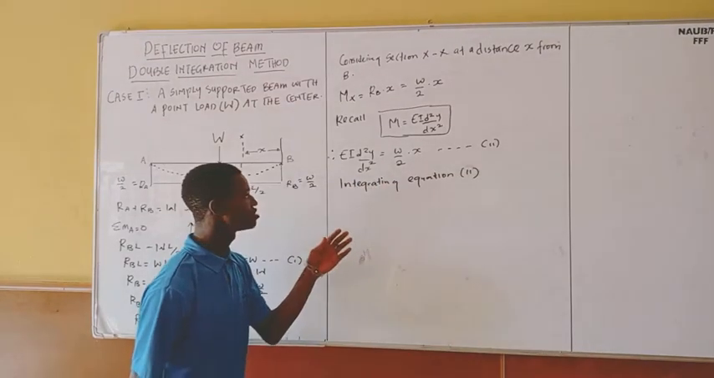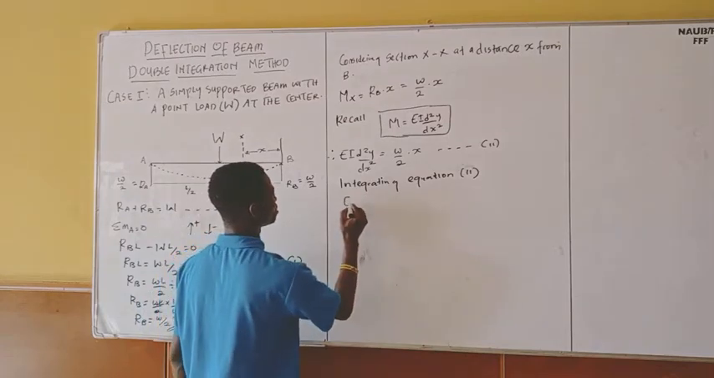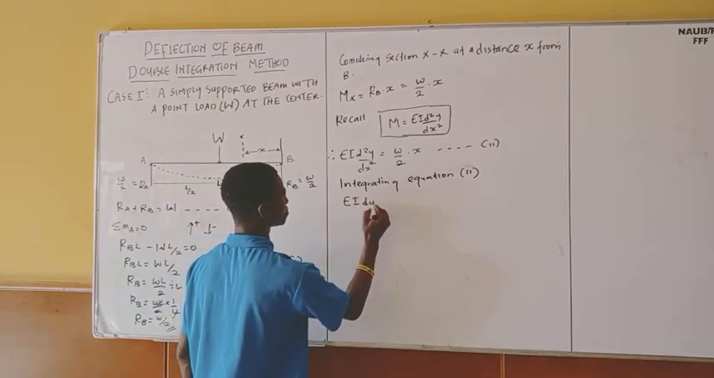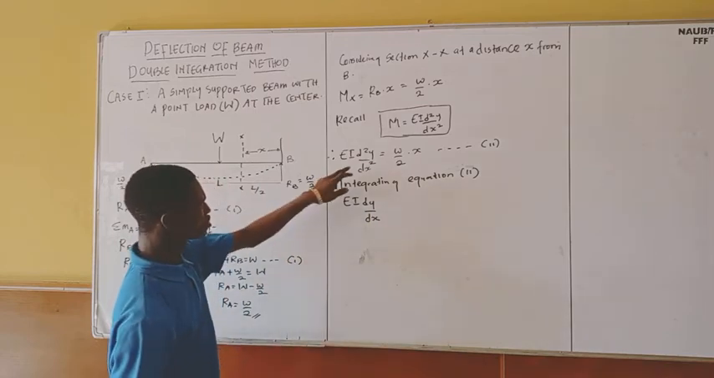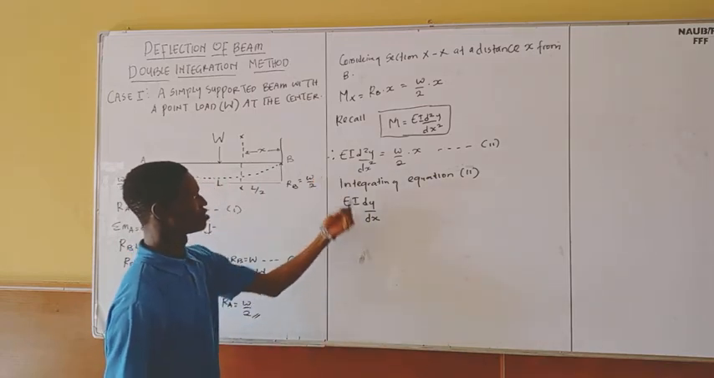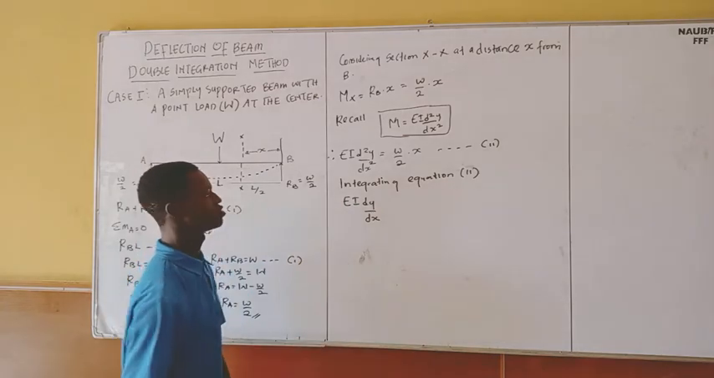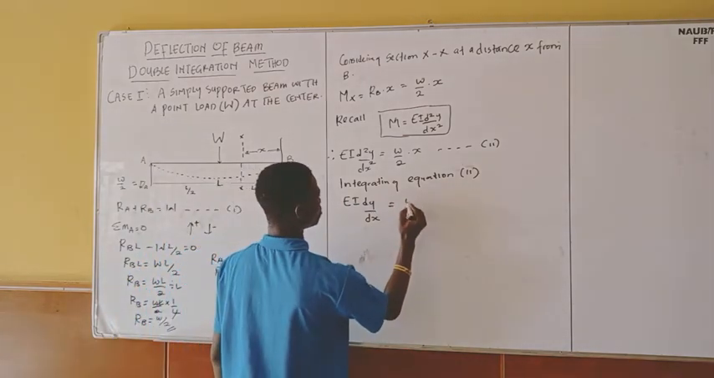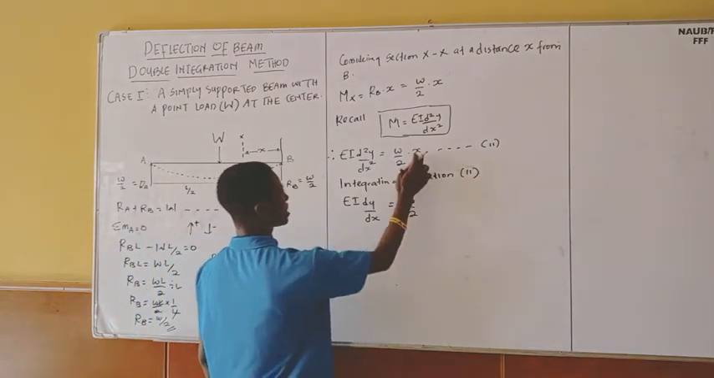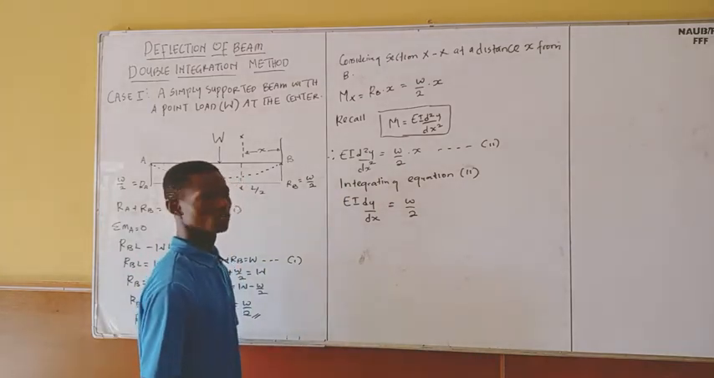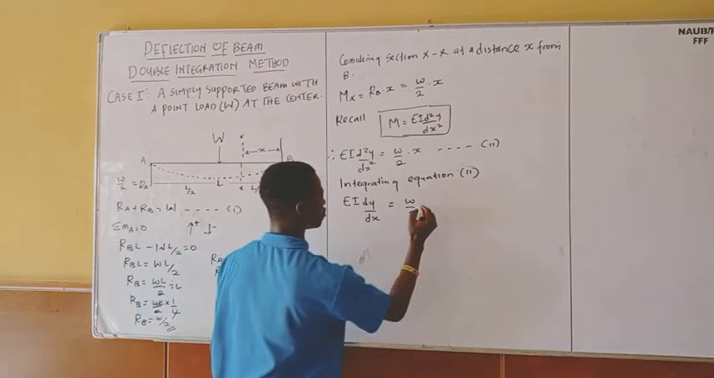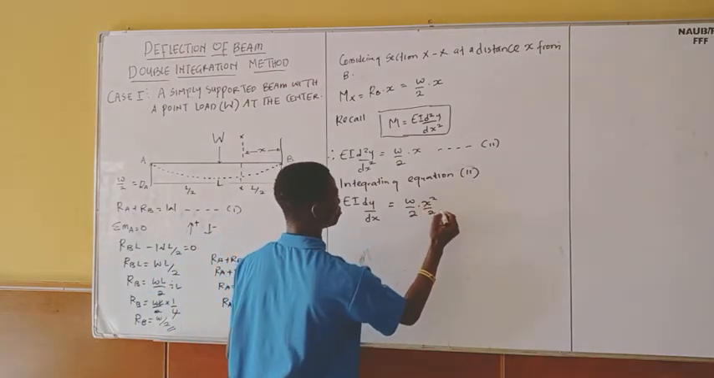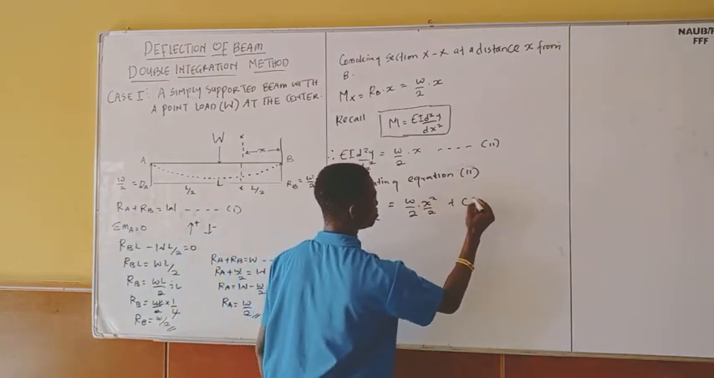So now, by integrating equation 2, we are going to have EI dy over dx. You understand? Because if I integrate this equation, I'm going to have this. Because this is the second order differentiation equals to W over 2. Don't forget that x is my variable here. So by integrating x, there is an invisible one here. By integrating, I'm going to have x squared over 2, plus C1.